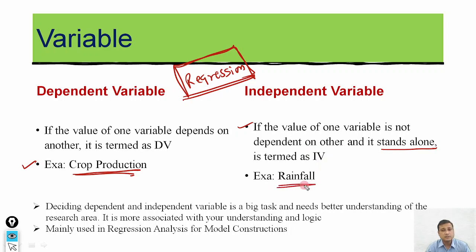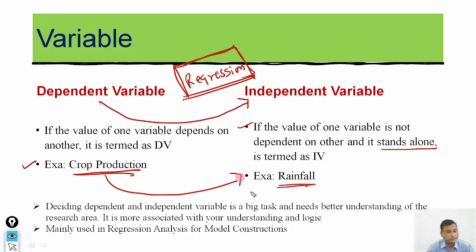Here the example is rainfall. It means your dependent variable depends on the independent variable. Your crop production depends on rainfall. There are different variables with us. If you wish to go for regression analysis, it is required to identify which one is the dependent and which one is the independent variable.